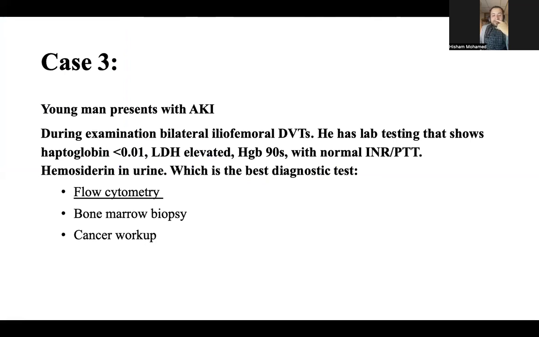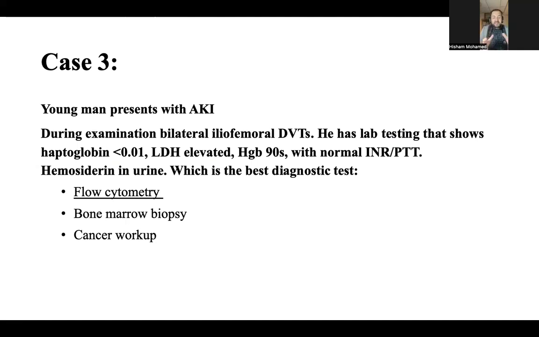Third question is about a patient with AKI. During examination, we find bilateral iliofemoral DVTs. He has lab tests that show haptoglobin less than 0.01 and elevated LDH and hemoglobin 90 with normal INR and PTT, and there is hemosiderin in urine, and you need to go for a diagnosis.